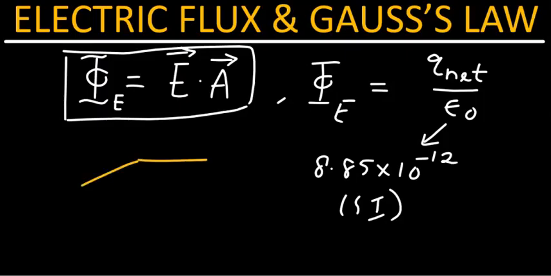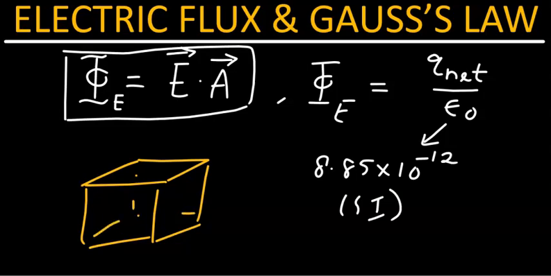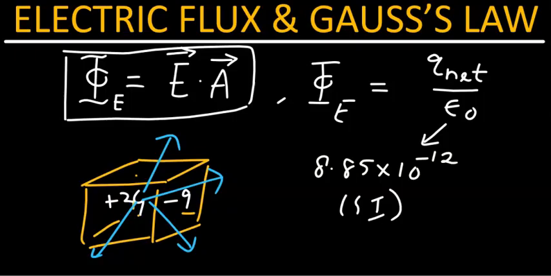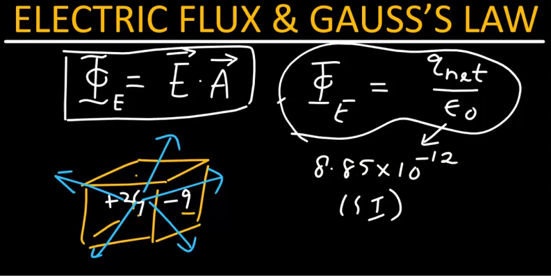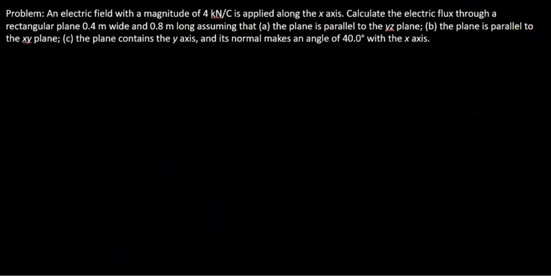It can just be, for example, a cube or any other closed surface within which you have the charges, like that. And the electric field would still go outward through this closed surface, and the flux is still given by that expression. Let's look at our first problem. An electric field with magnitude 4 kilonewtons per coulomb is applied along the x-axis. Calculate the electric flux through a rectangular plane, 0.4 meter wide and 0.8 meter long, assuming that the plane is parallel to the YZ plane.